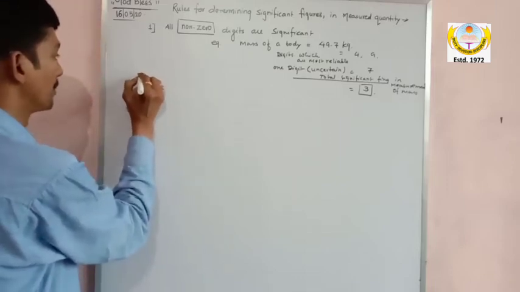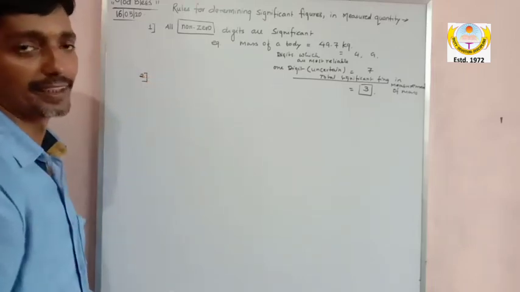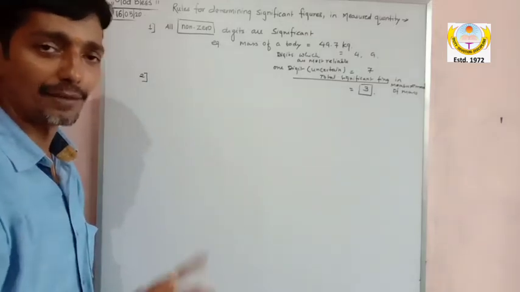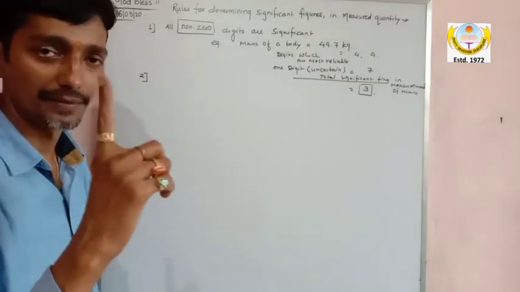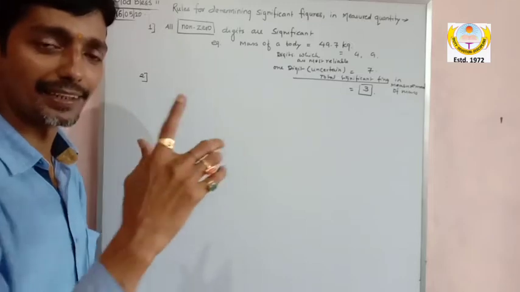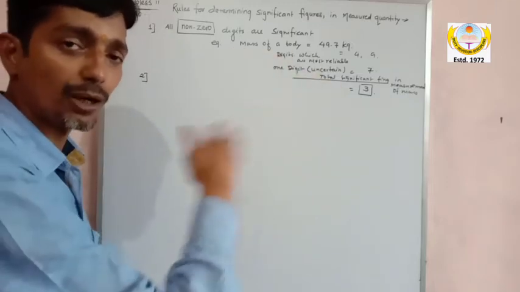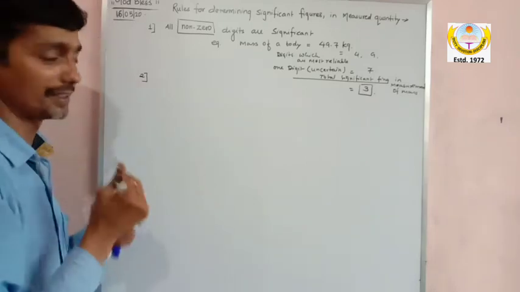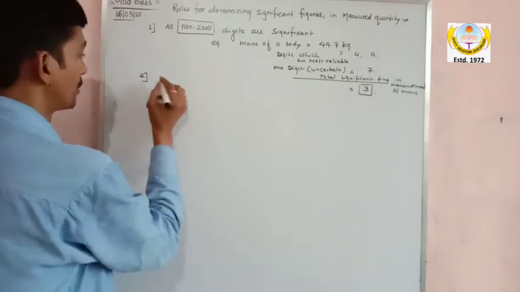Now, what is the definition? The digits which we obtain, in that one will be uncertain. And which is the one uncertain? The last one. And the rest all are the most reliable and certain. That is the definition. So now, let's go to the next one.